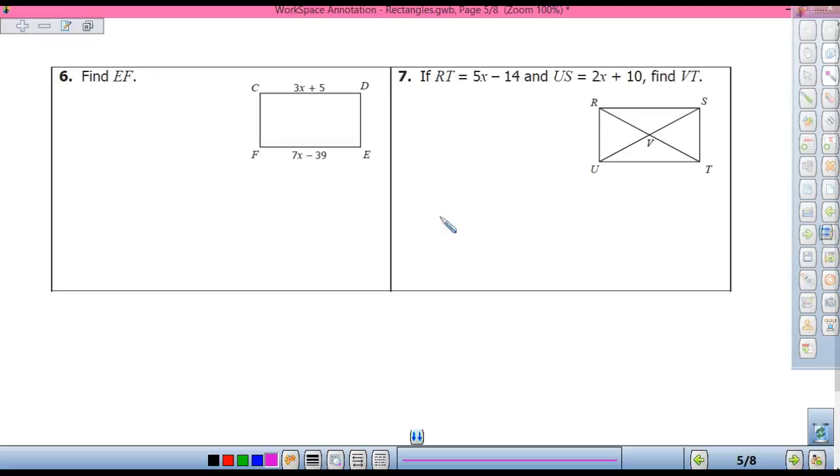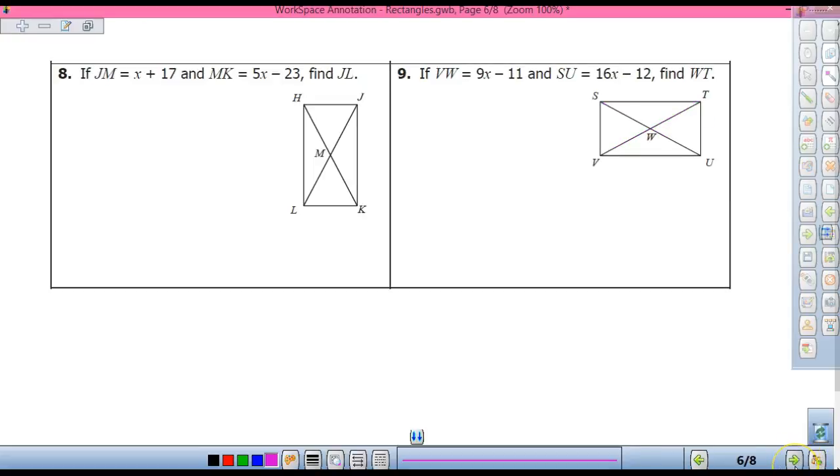Opposite sides are congruent. It says RT is 5x minus 14. US is 2x plus 10. What would you do with those? Why? Yep, set them equal to each other. Diagonals are congruent. JM and MK, what do you know about those guys? They're congruent because the diagonals are congruent and they bisect each other, yep.